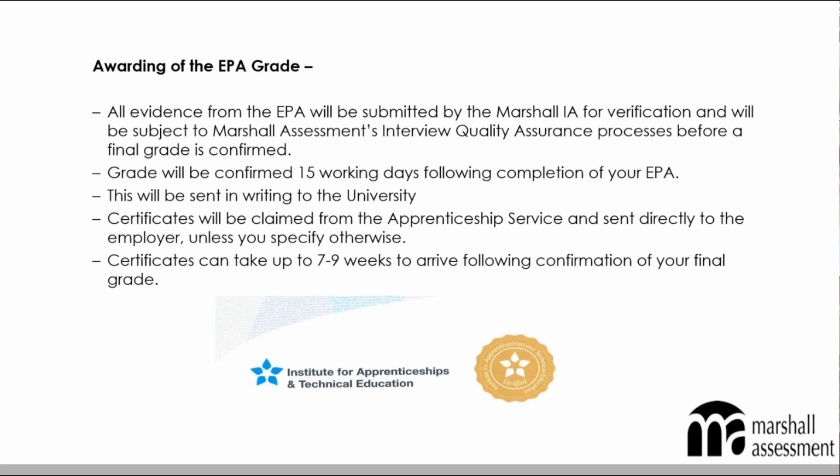Following that, the actual certificate will be claimed by the apprenticeship service. That's the actual completion certificate. What you're getting in 15 days is a Marshall pro forma, but the actual IFATE government approved certificate of completion can take 7 to 9 weeks following completion of EPA. That's normally just to do with seasonal backlogs. So if your learners are completing, let's say, in August and September, there's normally quite a big delay, because that's a time when lots of certificates are generally being claimed.